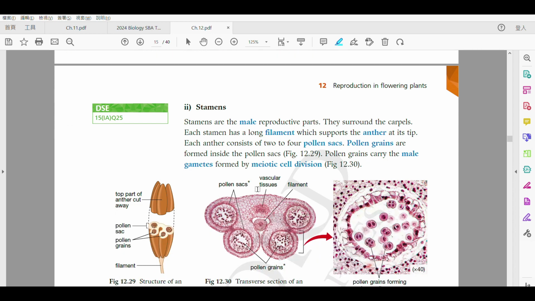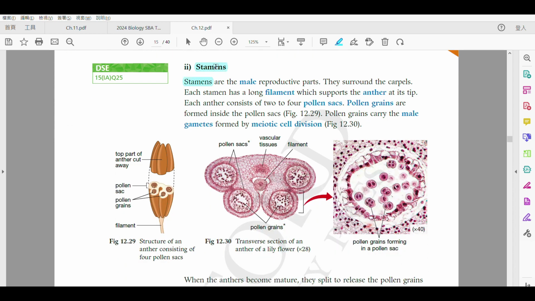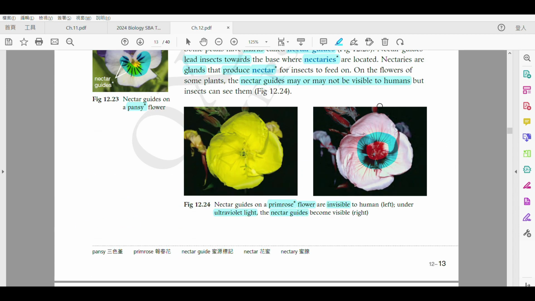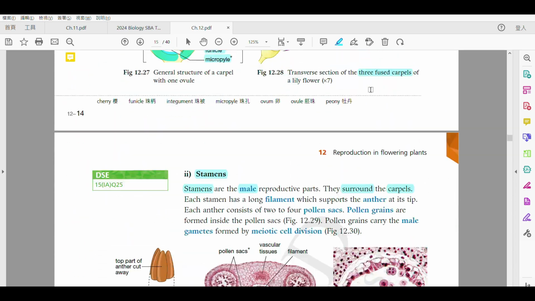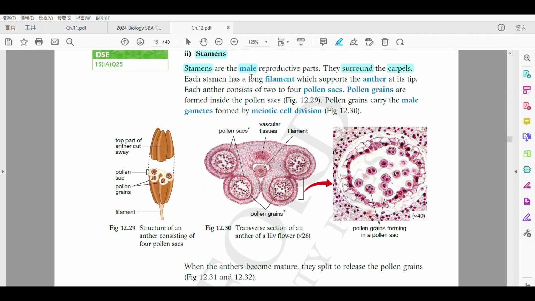Okay? So the next part we're going to talk about the stamen. So first of all, stamen is the male part. Okay, but this part also pay attention, it's important. So usually it is surrounding, not in the center. Usually it surrounds the carpel. Okay, remember the diagram. So carpel is in the center and stamen is surrounding the carpel, okay? And then there are two parts. There is a long filament to support an anther, as we said earlier. Support the anther.